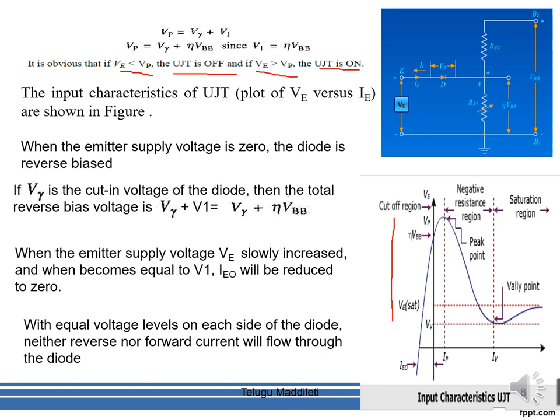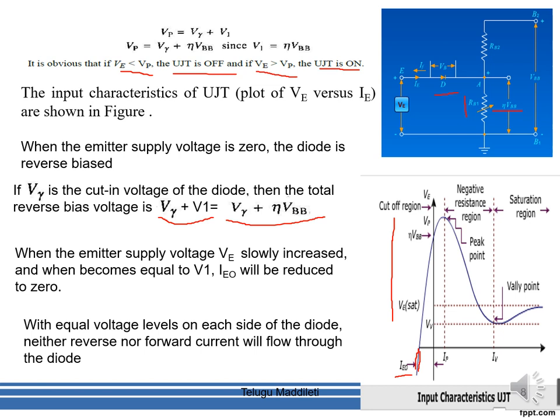When the emitter supply voltage is zero, what happens? The diode gets reverse biased, so no current flows in the circuit. Reverse bias means there will only be a minority current, IE naught. If V gamma is the cut-in voltage of the diode, then the total reverse bias voltage is V gamma plus the drop across RB1. Say the drop across RB1 is eta VBB. So the total reverse bias voltage is V gamma plus V1, or V1 equivalent to V gamma plus eta VBB. So this is the total reverse bias voltage.